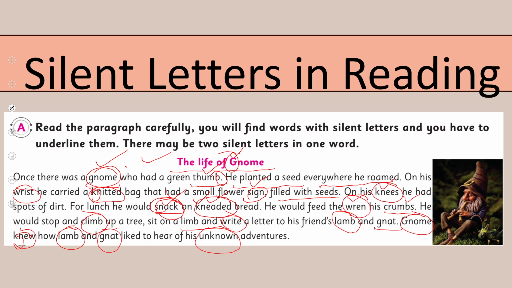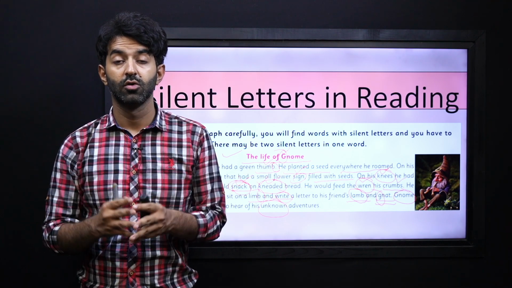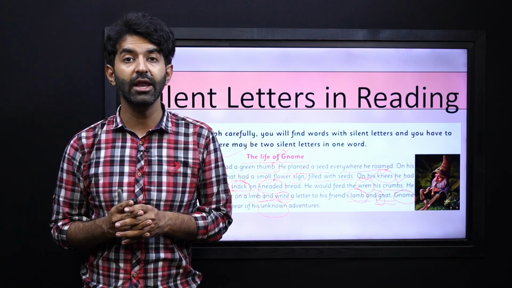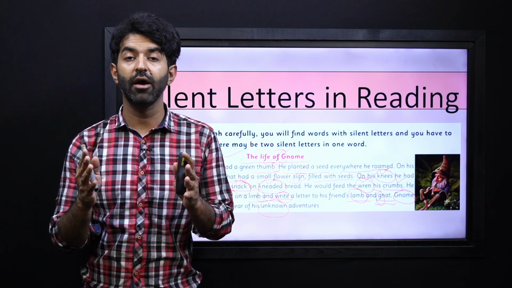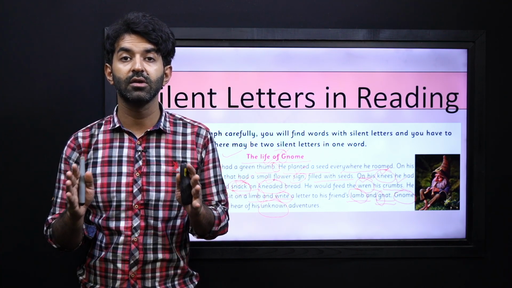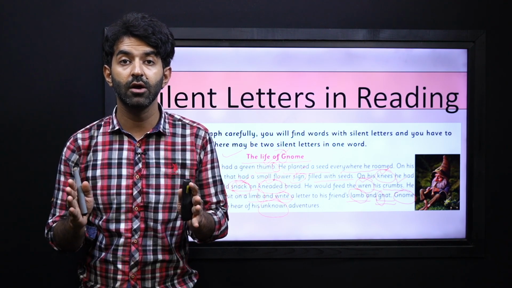Crumbs, B is silent. Climb, B is silent. Limb, the letter B is silent, and so is the W in write. Lamb, B is silent. Gnat, G is silent. Gnome, knew, and all that. So you can see that you are already familiar with silent letters, but when you are reading a very large passage or any unknown passage or text, you have to take care of the words having silent letters, and you do not say the silent letters, just skip them. They are just there for the spellings.